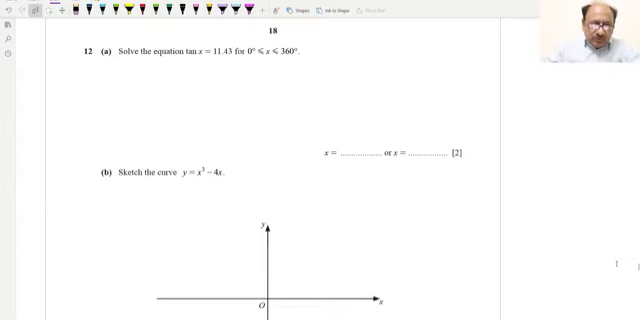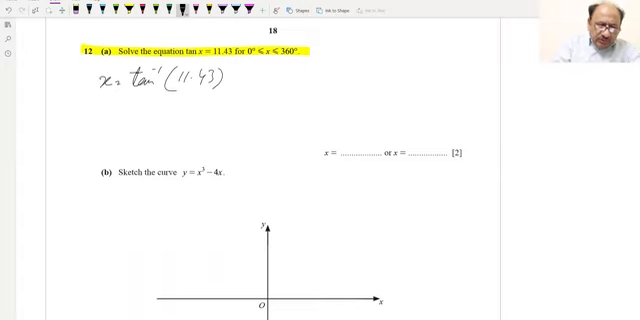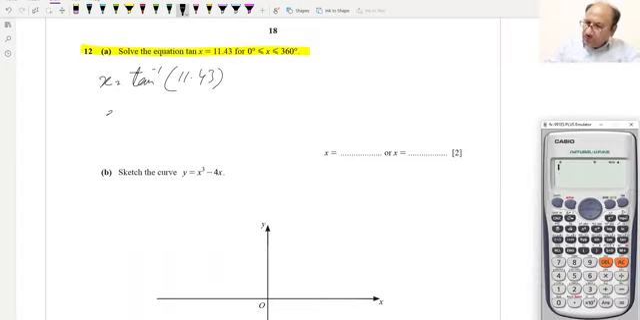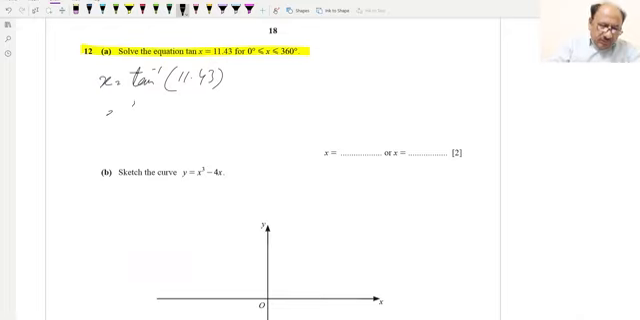Now question number 12. Question number 12 is a differentiation question. Solve the equation, this tan x is equal to this one. So x will be equal to tan inverse of this value, 11.43, and your calculator should be in degree mode. Shift tan of 11.43 will be equal to 84.99. So we can write 85 degrees, and from 0 to 360 degrees.